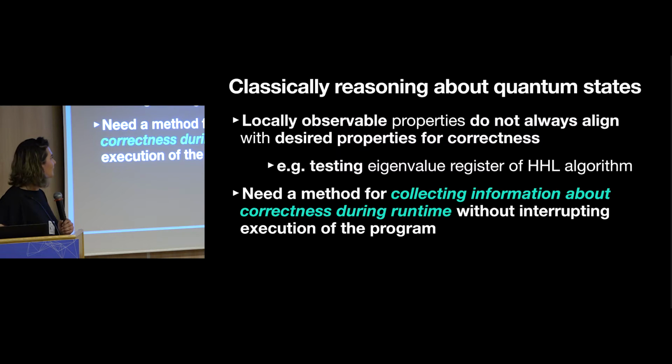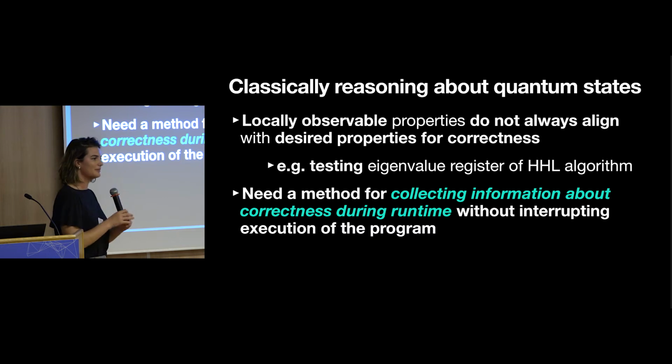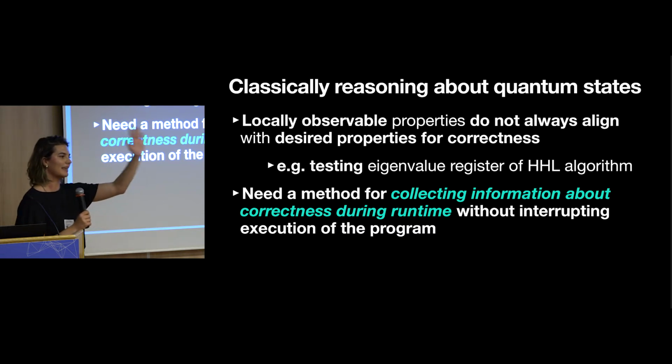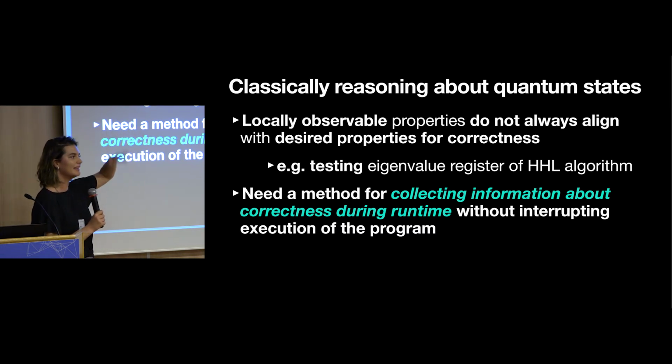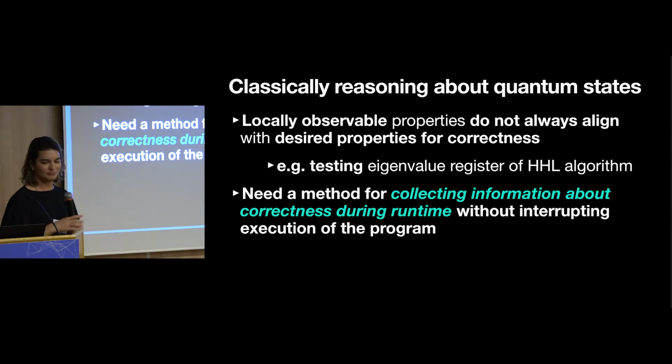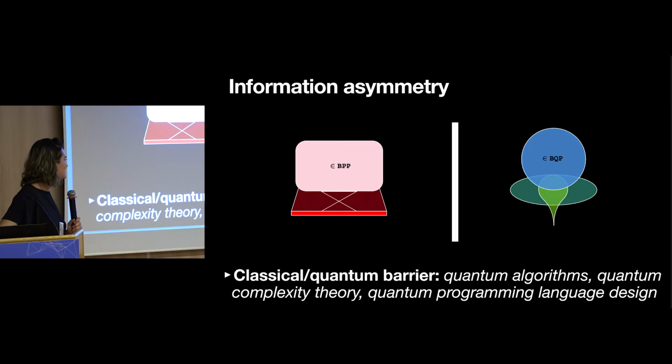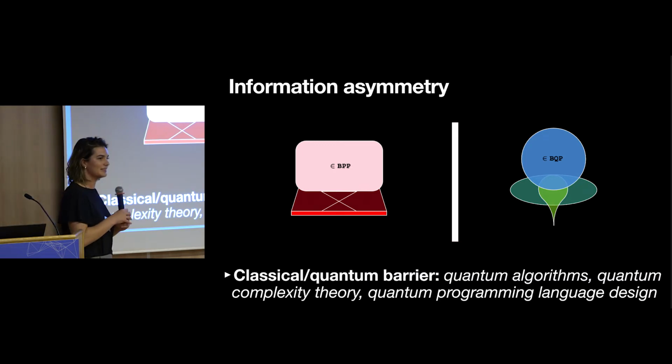And so we need a way of collecting information about correctness during runtime without actually interrupting my runtime execution and reading out from the middle of the computation, because there might be hidden information at that point in the program that only really makes sense to me with reference to completion of the program. And there's really a bigger problem here. So quantum computers live in a significantly more powerful computational model. And this information asymmetry leads to this classical quantum barrier. So there's a lot of fundamental challenges that arise from this in quantum algorithms, complexity theory, and programming languages.